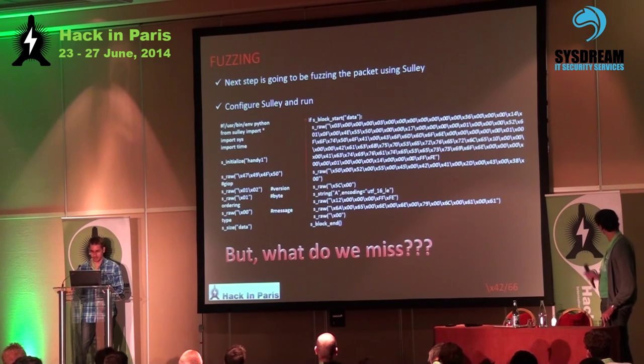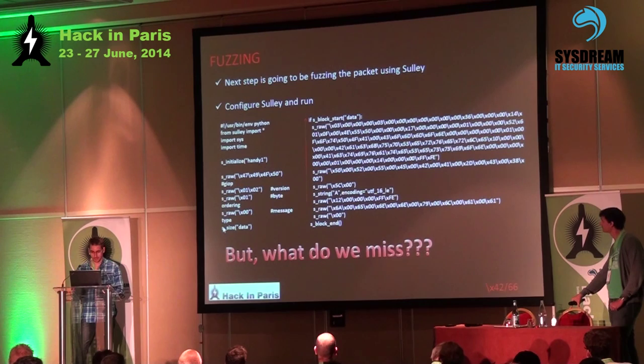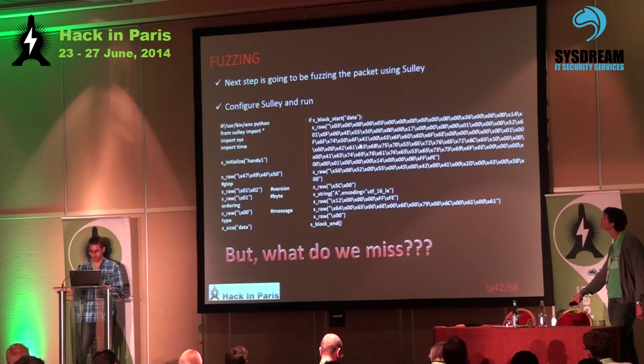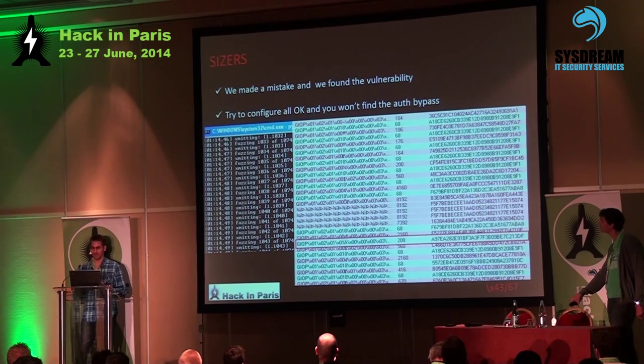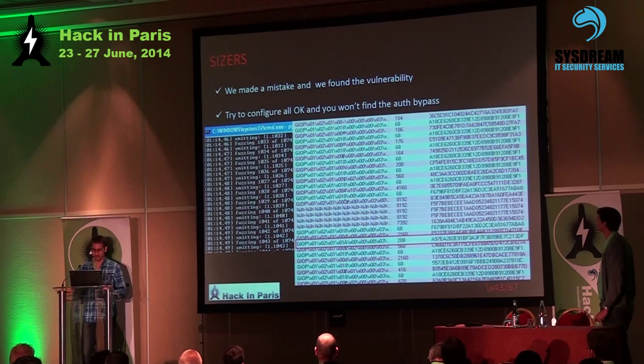Here we have the Sulley template of the authentication packet. And as you can see here, we have one sizer. But what do we miss here? Well, the GIOP protocol in this software uses several sizers. For example, in the authentication packet, it uses a sizer for the username, for the password, and so on. And as you can see here, we are only using one sizer. So we made a mistake, and we found the vulnerability. I mean, if you try to configure all the sizers right, you won't find the vulnerability.